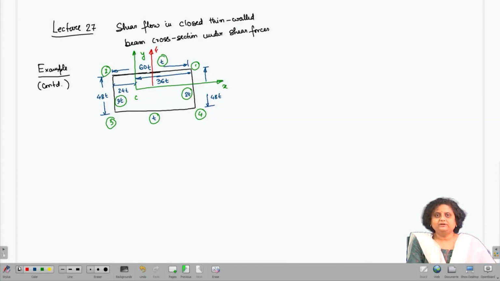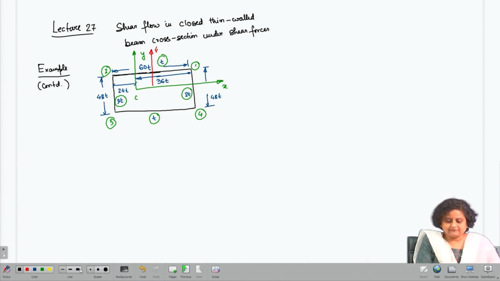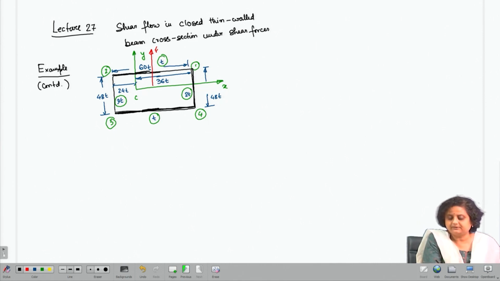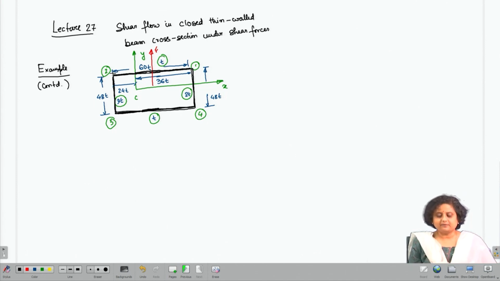Hello, welcome back. In this lecture, lecture 27, we will be continuing the problem that we were solving in the last lecture. I have just drawn the outline of the rectangular cross section. I have drawn just the center line, as we usually do in case of thin wall cross section, for simplicity of the diagram. I have mentioned the thickness in the green circle across each portion of the cross section.